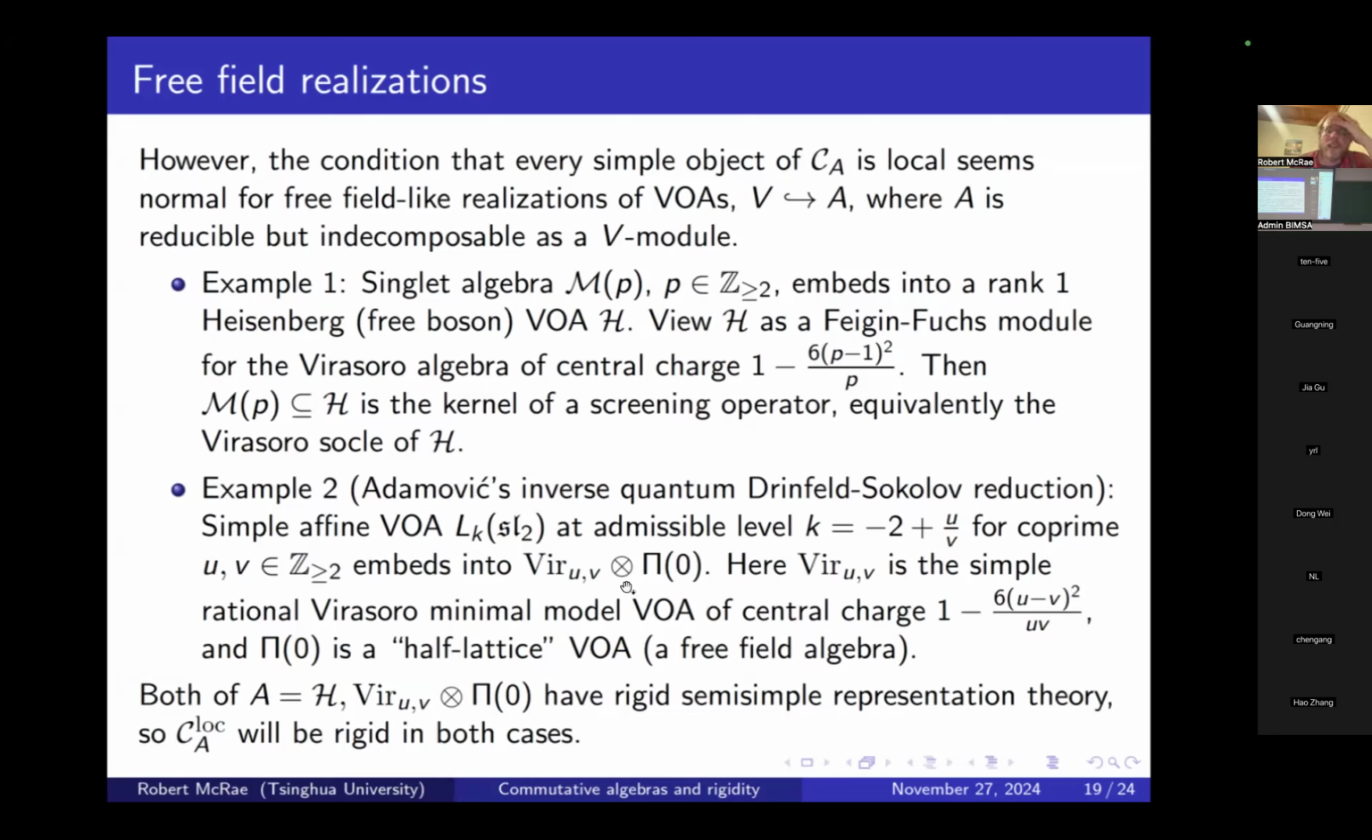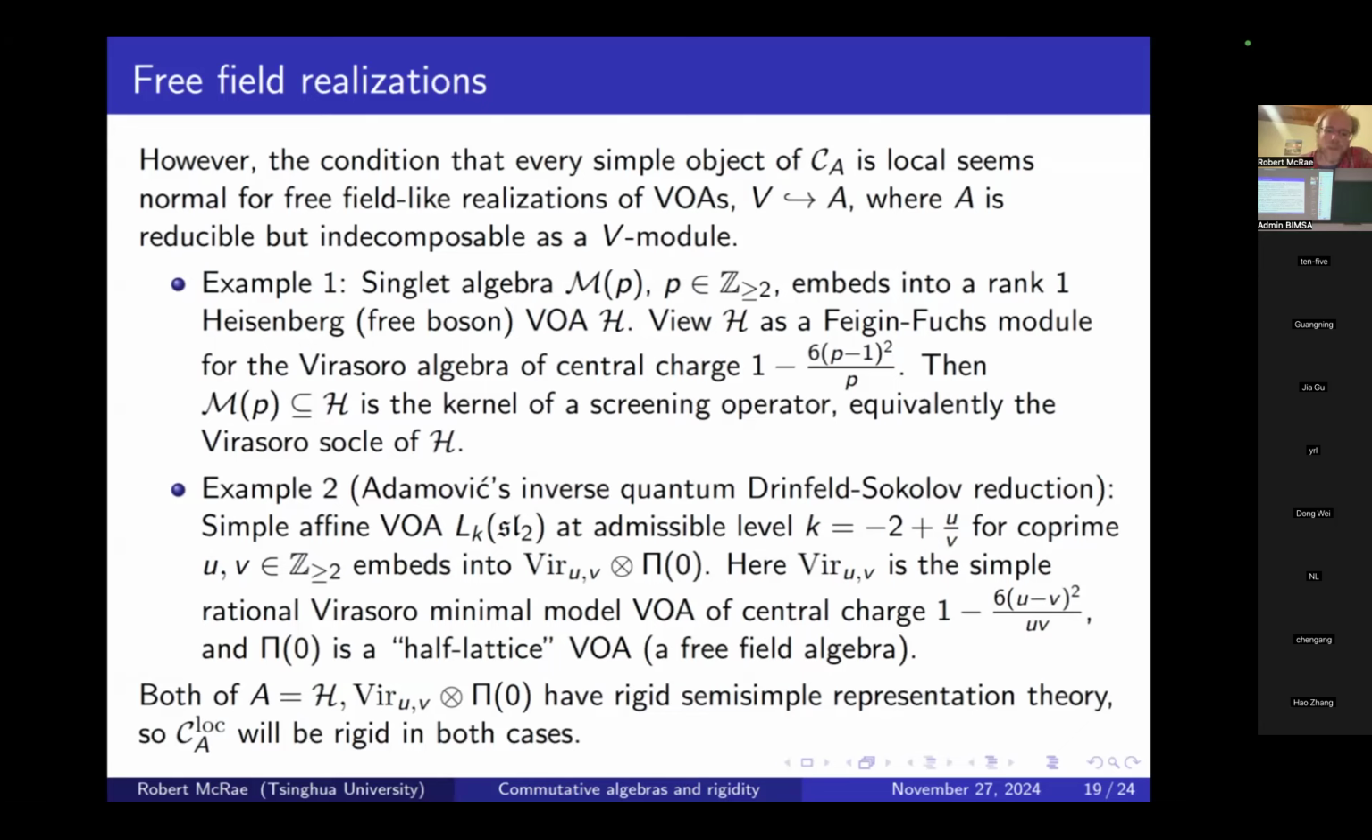So this is sometimes called the inverse Drinfeld-Sokolov reduction, because if you're familiar with Drinfeld-Sokolov reduction, there you start with an affine VOA, you tensor it with a free field algebra, and then you get a W algebra as some sort of cohomology of this tensor product VOA. So this is kind of the inverse, where you start with a rational W algebra. Virasoro is the W algebra for SL2. You tensor with a free field algebra, and then you get the affine VOA out of that in some way, in this case just as a subalgebra of some sort.